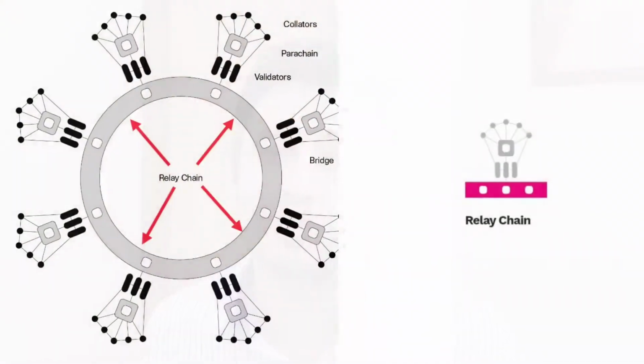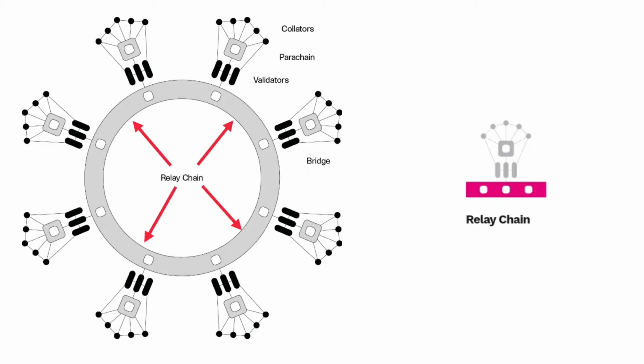Now, the next thing we want is a connecting link between all the parachains, and that is called the relay chain. This relay chain is the connecting link between all the parachains. Apart from that, it takes care of the security and the consensus, and all the important things are taken care of by the relay chain.